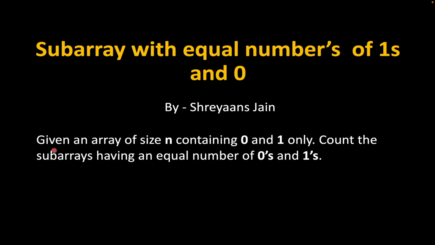So for today, our problem statement is we have been given an array of size n which only contains 0 and 1, and we need to count the number of subarrays it has which have equal number of zeros and ones. Okay, let's think.